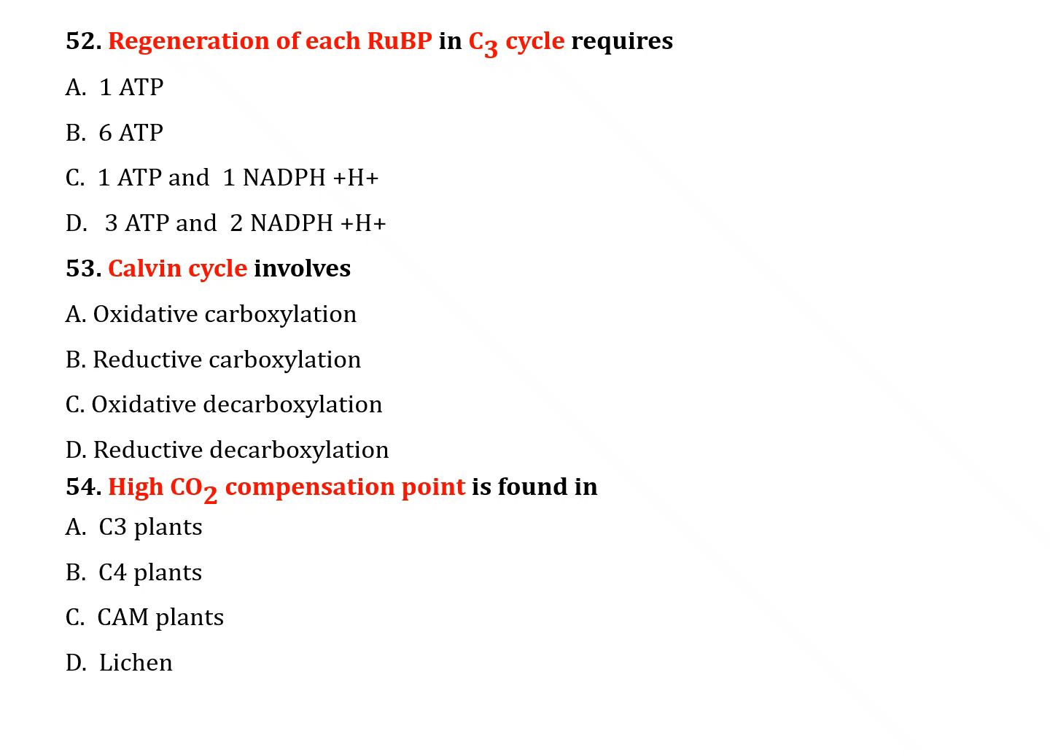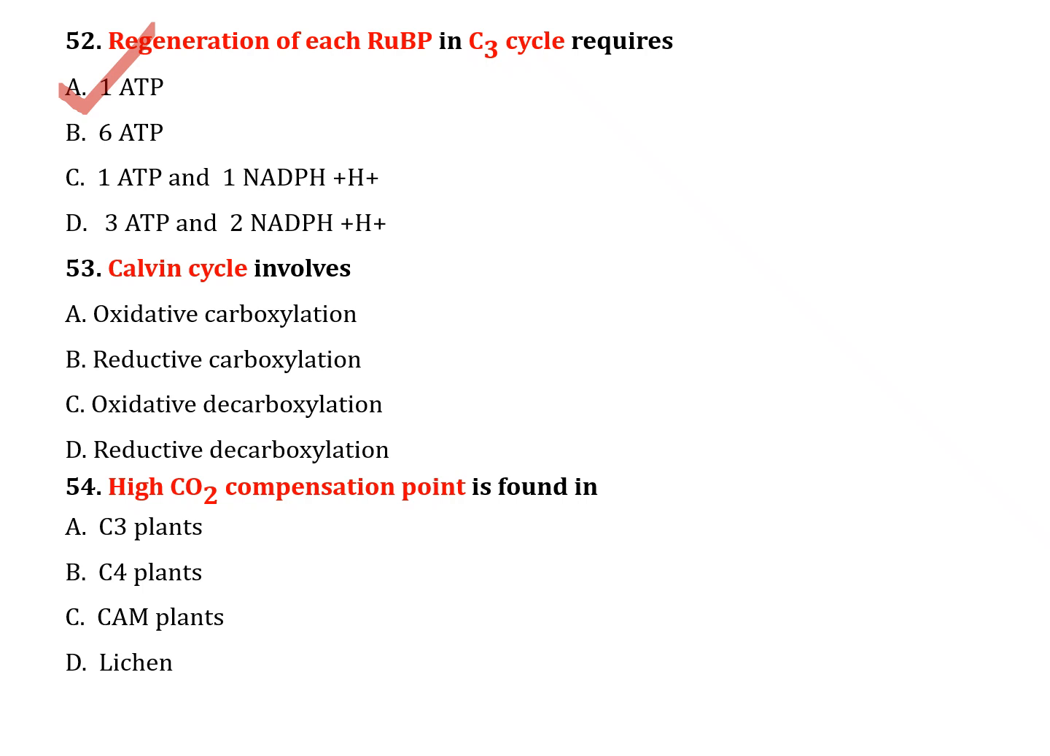The next question, number 52. Regeneration of each RuBP in C3 cycle requires option A 1 ATP, option B 6 ATP, option C 1 ATP and 1 NADPH2, option D 3 ATP and 2 NADPH2. The correct answer is option A 1 ATP.